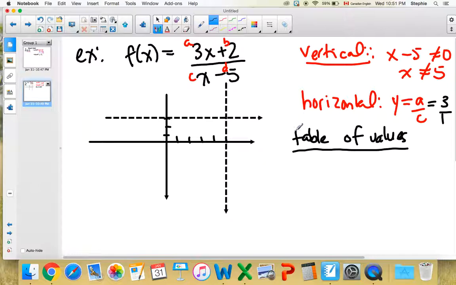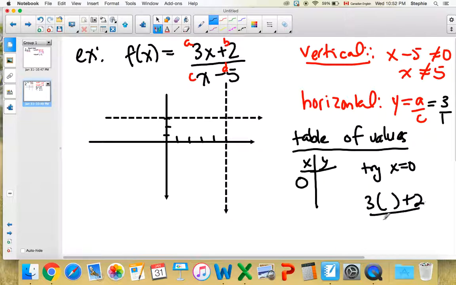I prefer to still make it standard, but let's say you didn't want to do that and you want to do a table of values just to see if it's increasing or decreasing. Well, let's just see what happens if we take 0 as x. If we don't have a point, that means it's not going to be in this area. So let's just try x equals 0. So 3 times 0 plus 2 over 0 minus 5. 3 times 0 is 0 plus 2 is equal to 2 over negative 5.